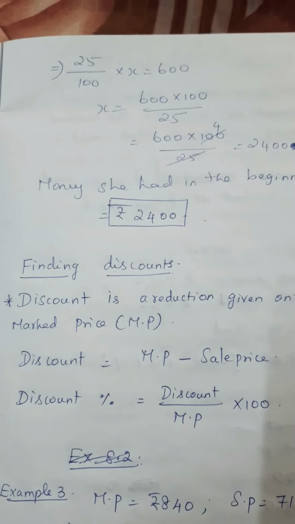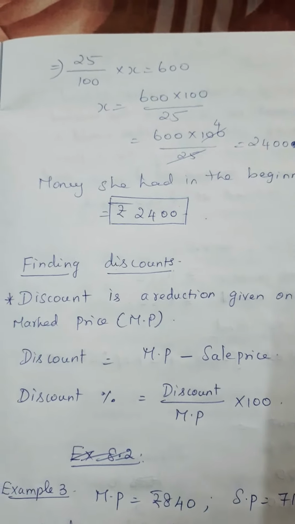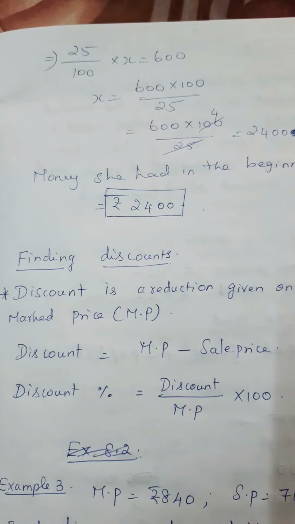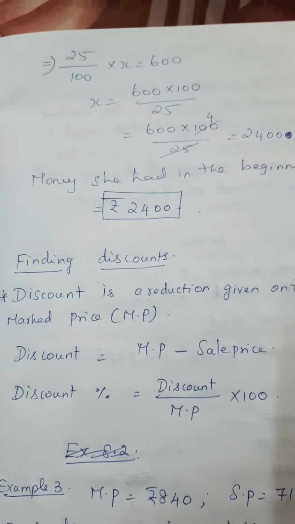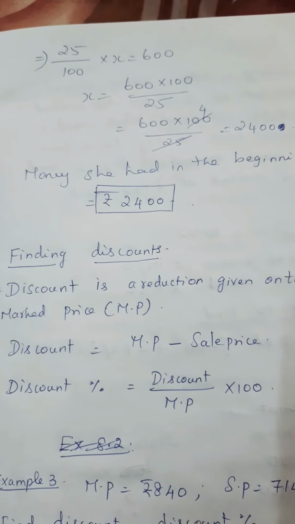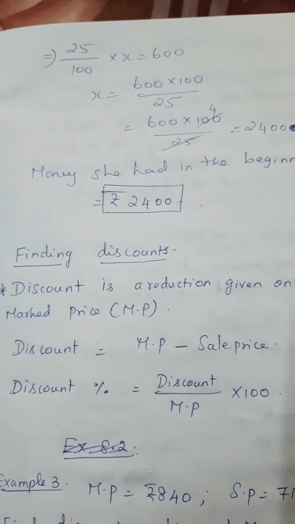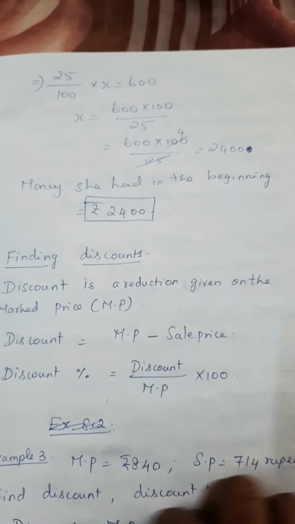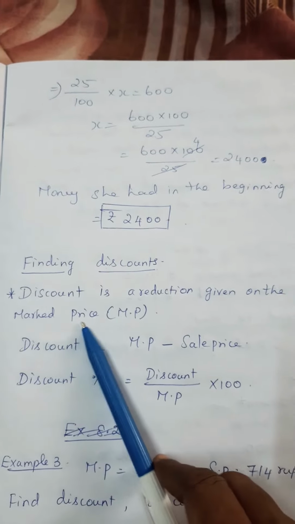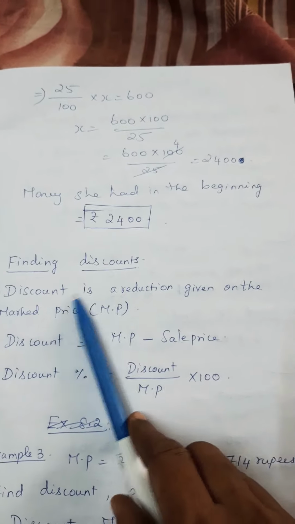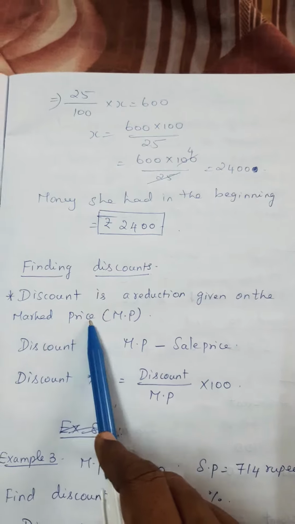That means what? Suppose the cost of a saree is 1000 rupees, then they will say 200 rupees we will discount from that, ma'am. You take that saree for 800, ma'am. So that 200 is known as a discount. Okay. So discount means a reduction given on the marked price. A discount is a reduction given on the marked price.